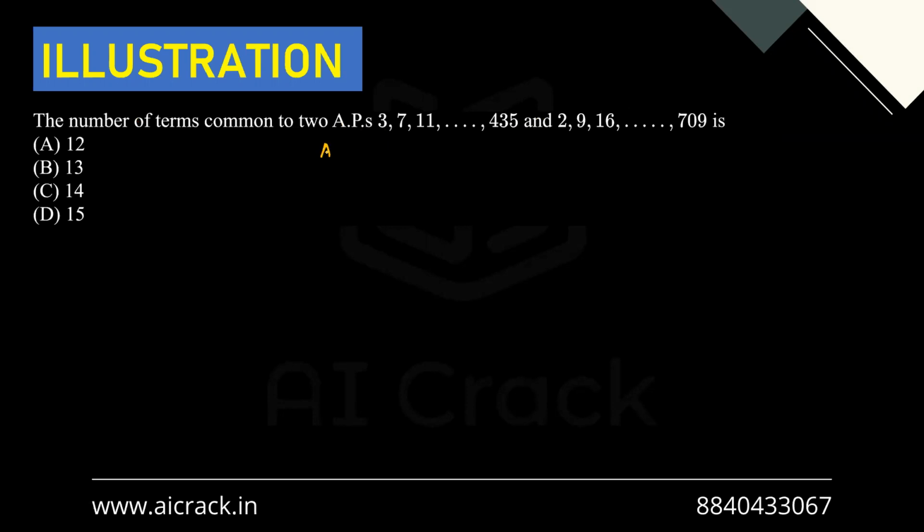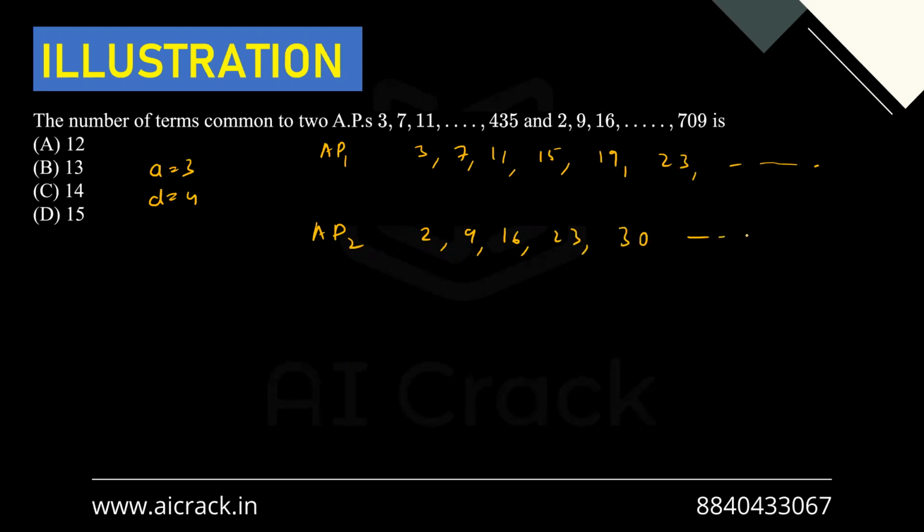First AP is AP1, that is 3, 7, 11 and we have 15, 19, 23 as well, and so on and so forth. Now you can clearly see that over here a equals 3 and d equals 4. Now in AP2 we have 2, 9, 16, 23, 30 and so on and so forth. Now if this is the case, we can clearly see that the first term is not common.